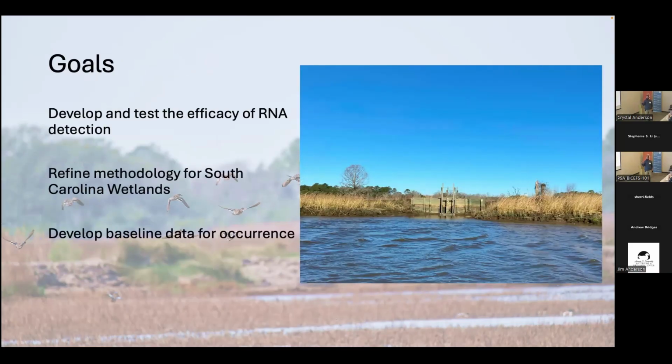So the goals of this study were to develop and test the efficacy of RNA detection. Like I said, not a lot of studies have really focused on using RNA-based detection with eDNA. Also, to refine this methodology for South Carolina wetlands. A lot of the eDNA work that has been done looking for viruses and viral RNA has been primarily done in wastewater. There's quite a difference between wastewater and natural stormwater ponds and natural wetlands. And also to develop a baseline for occurrence, to see if we can detect it and if our methodologies work.